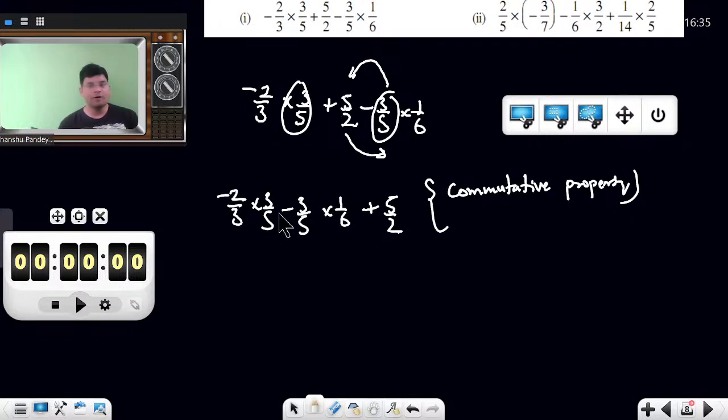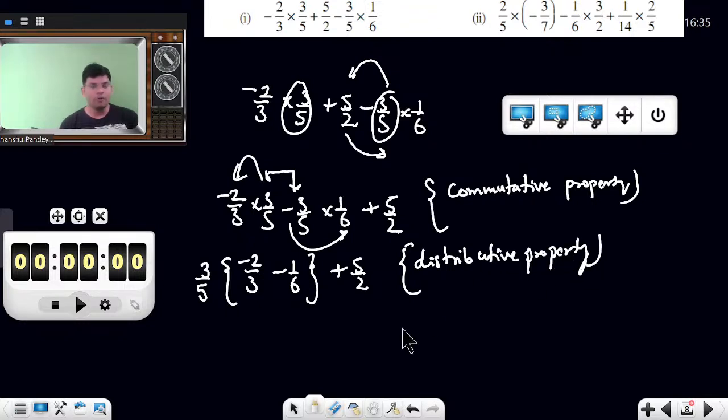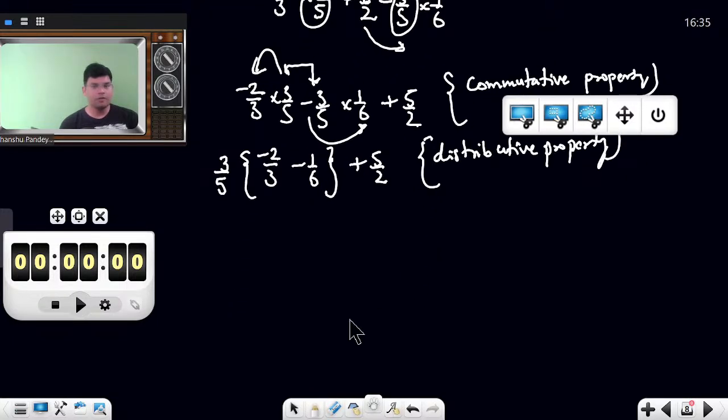In the second step, what will we do? We can take this common. If I take 3 by 5 common, what will be left from the first one? Minus 2 by 3 is left. From the second one, minus 1 by 6 will be left. Then plus 5 by 2. Associative property? No, not associative. Come on. This is the distributive property. You took common, na? Whenever you take common, this is always the distributive property.